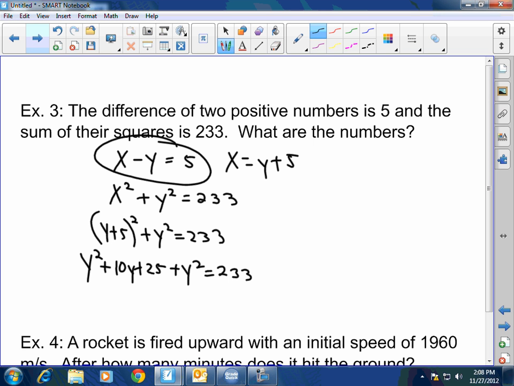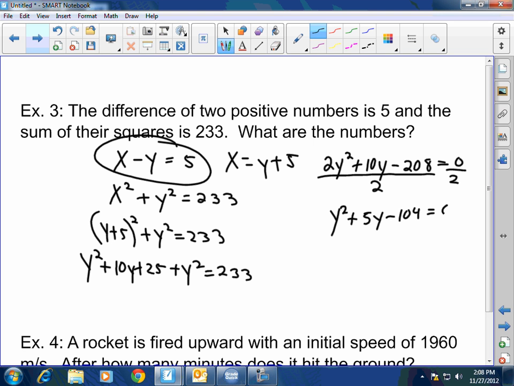Let's go ahead and get it in standard form. Y squared plus Y squared, 2Y squared plus 10Y, minus 208. 25 minus 233 would be negative 208. So I'm going to go ahead and divide everything by 2 to make my life easy, guys. Y squared plus 5y minus 104 equals 0.